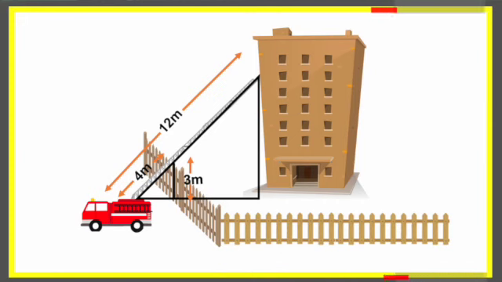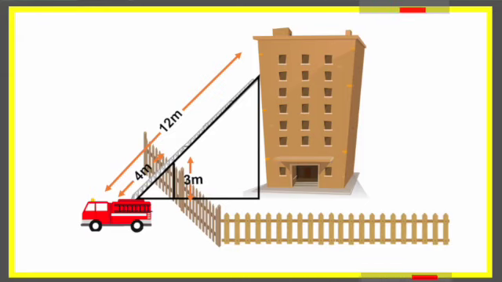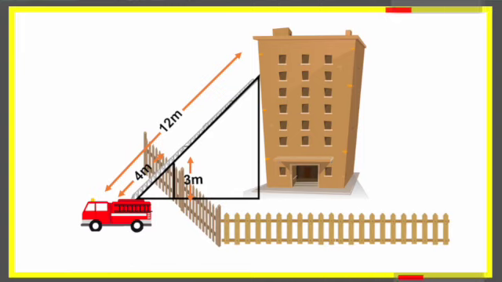So, for example, this is the figure. Look at that, this is the building. There is a fire truck ladder. The length of the fire truck ladder is 12 meters, which is leaning on the wall of the building, and also leaning on the fence. The fence is 3 meters high, and the distance from the fence going down to the ladder is 4 meters. That is the given, and this is the given triangle.